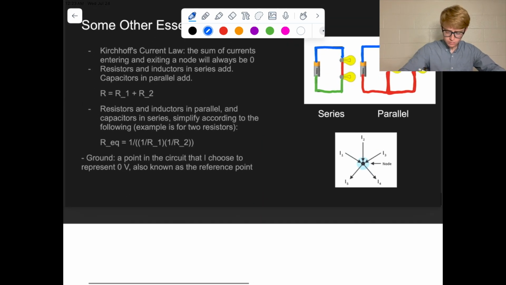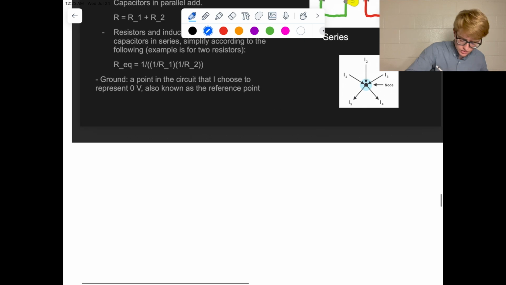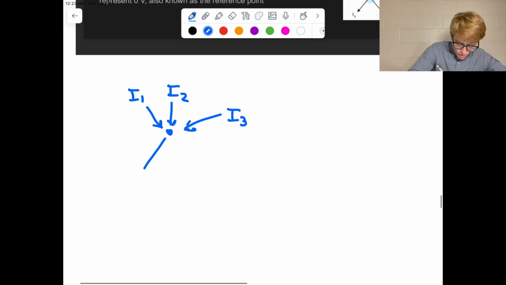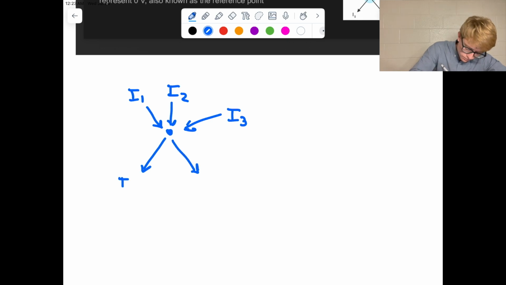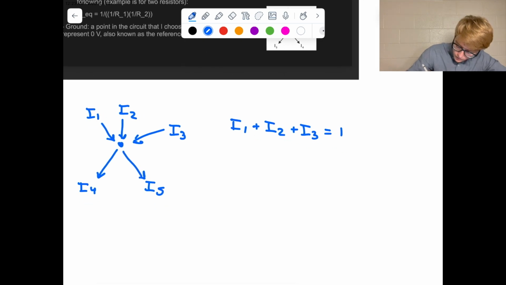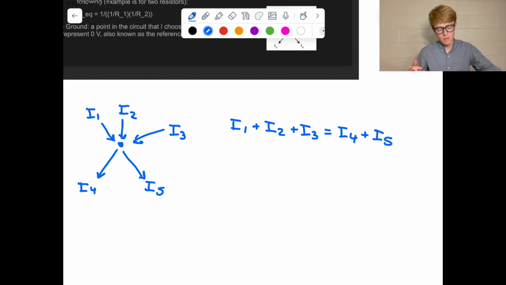Now, redrawing what's on the slide here to make this a little more concrete, here's what KCL is saying. If I have a node like this, and I've got a bunch of currents coming into the node, and then some wires leading currents out, what we say with KCL is that I1 plus I2 plus I3, all the currents coming in, is equal to I4 plus I5. So the sum of currents in is equal to the sum of currents out. That's all KCL is really saying.